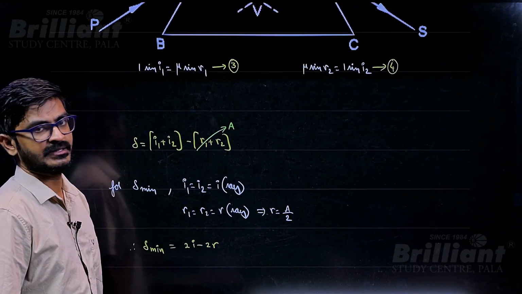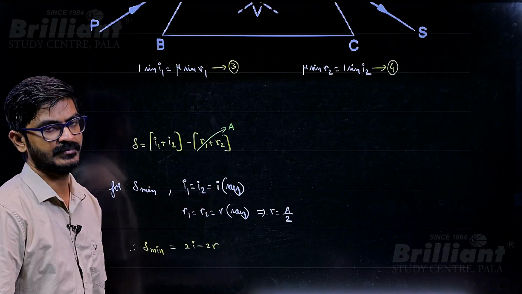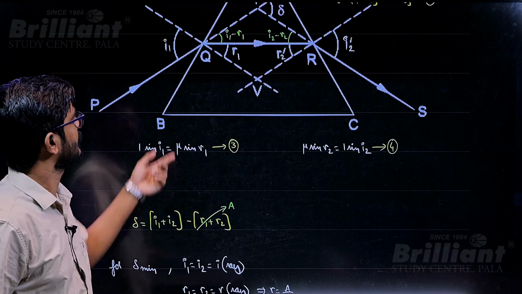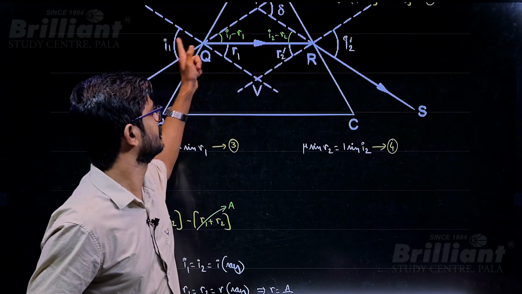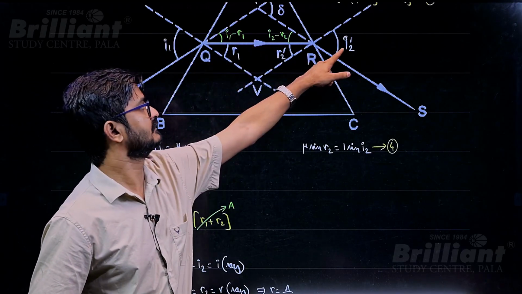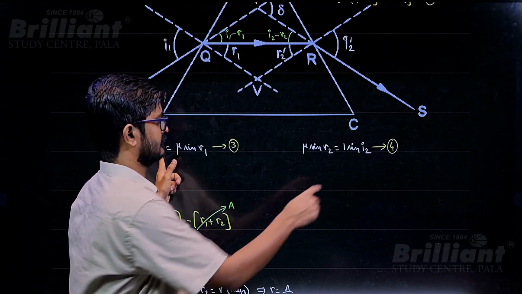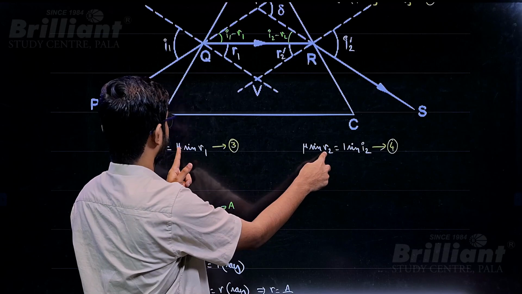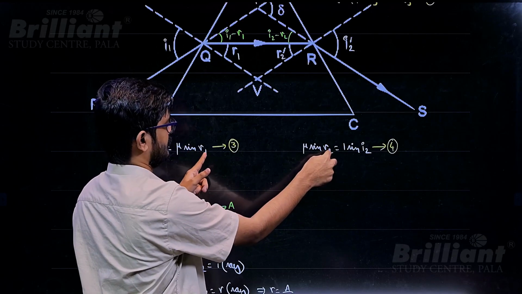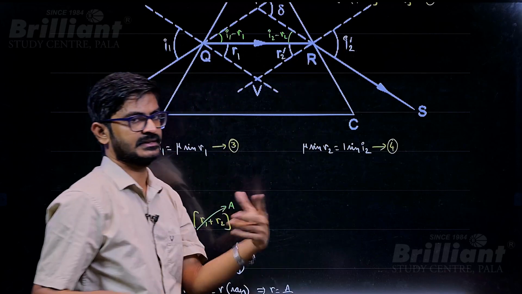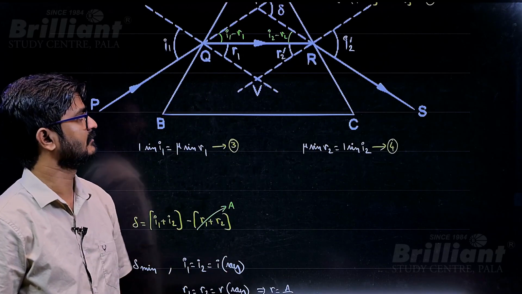Now for minimum deviation to happen, actually you can prove it mathematically, but you can take it for granted or by symmetry. For minimum deviation to happen, these two angles must be the same. If these two angles are the same, then you can easily convince yourself these two angles will be the same. So if these two angles are the same, that's the time where it will be minimum deviation.